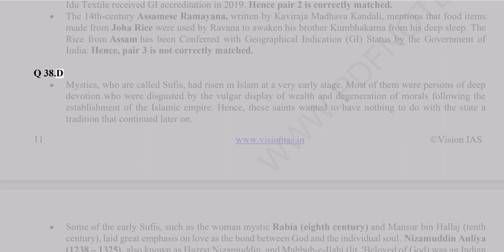Q38. D. Mystics, who are called Sufis, had risen in Islam at a very early stage. Most of them were persons of deep devotion, who were disgusted by the vulgar display of wealth and degeneration of morals following the establishment of the Islamic Empire. Hence, these saints wanted to have nothing to do with the state or tradition that continued later on.